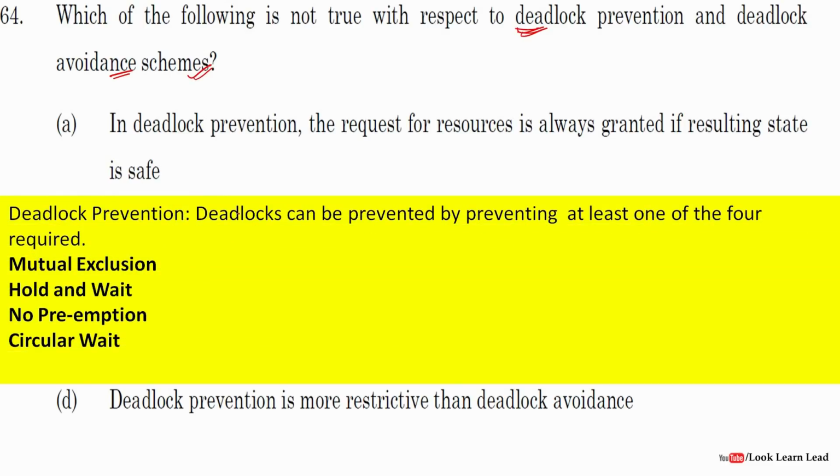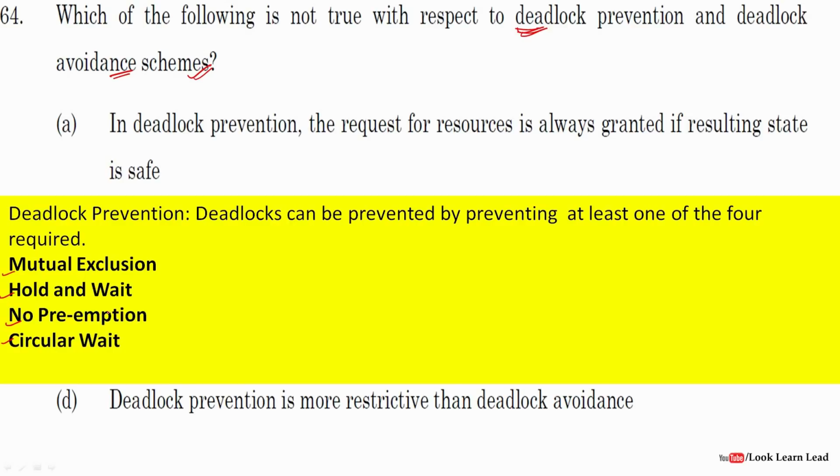See, deadlock prevention, what is this? Deadlock can be prevented by preventing at least one of the four required conditions. That is mutual exclusion, hold and wait, non-preemption and circular wait. If at least one of these conditions is prevented, then deadlock would not occur. Deadlock can be prevented. Okay.